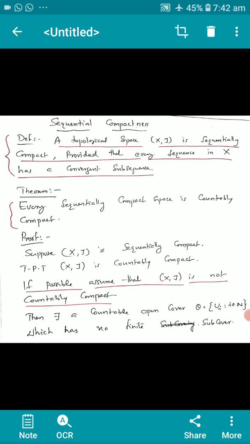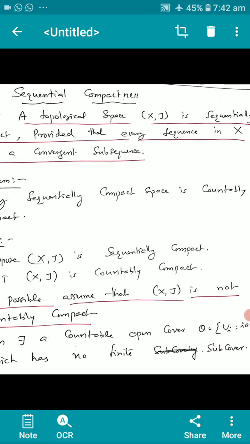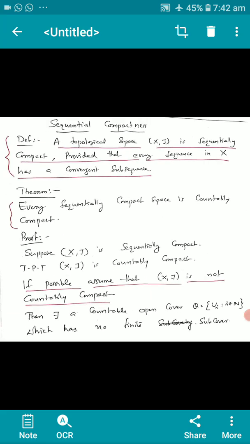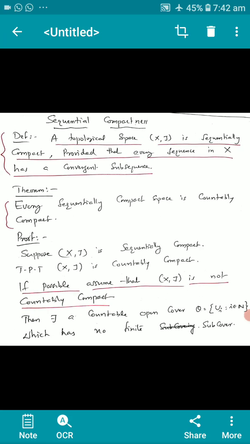Theorem: every sequentially compact space is countably compact. Countable compactness we had studied last class. That is the theorem. Proof: suppose that X is sequentially compact. To prove that X is countably compact, if possible, assume that X is not countably compact. So we are taking a negation argument.